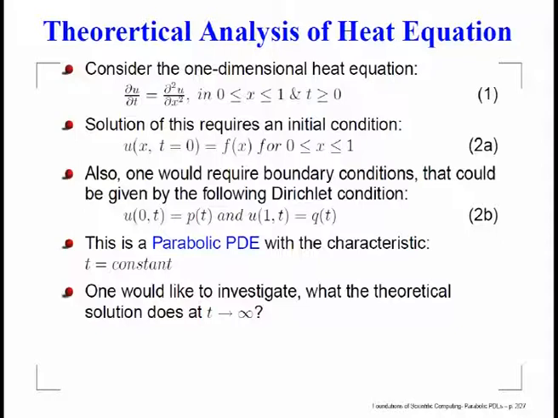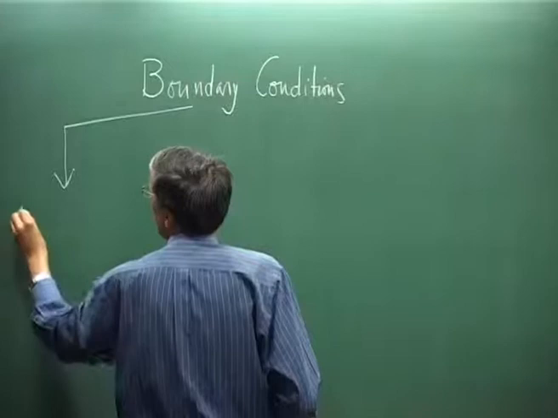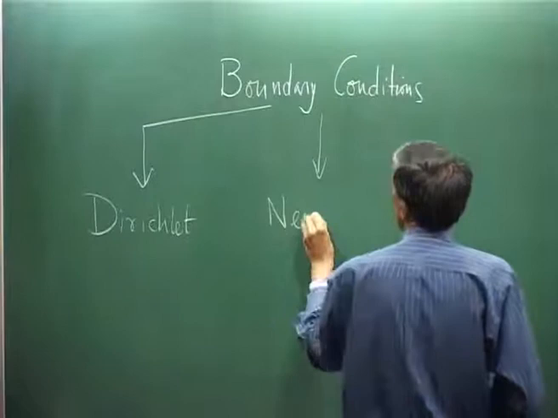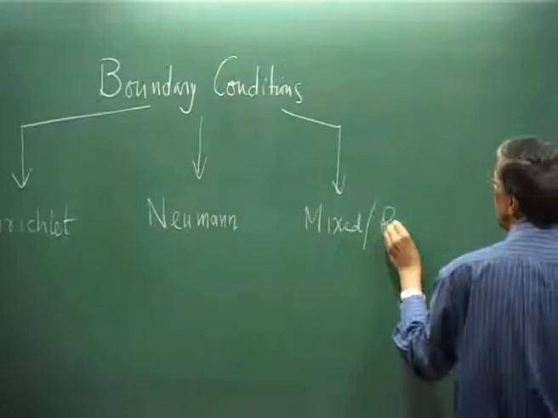Boundary conditions that we usually talk about are classified into three categories. One is called the Dirichlet condition, then we have what is called the Neumann condition, and third is what is called the mixed or Robin boundary condition.